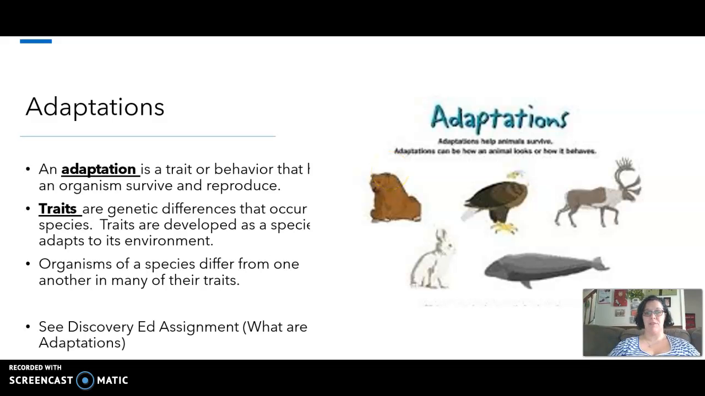Adaptations. An adaptation is a trait or behavior that an organism uses to survive and reproduce. Traits are genetic differences that occur in species. Traits are developed as species adapt to their environment. Organisms of a species differ from one another in other traits. I've also created a Discovery Ed assignment called What are Adaptations?